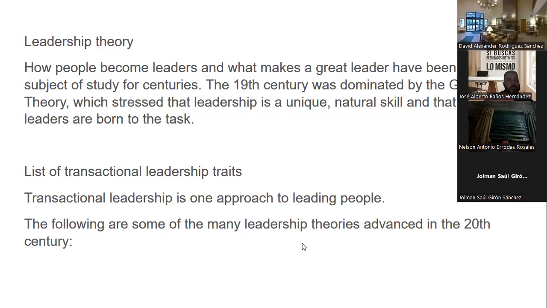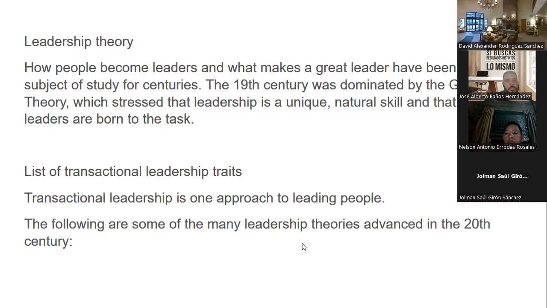Leadership theory, how people become leaders and what makes a great leader have been the subject of study for centuries. Become, what is to become, my friends? When the people is changed in for improved person, I don't know. Very good. It's like a transformational thing. Nice. And then it says the 19th century was dominated by the great man theory, which stressed that leadership is a unique natural skill and that great leaders are born to task.